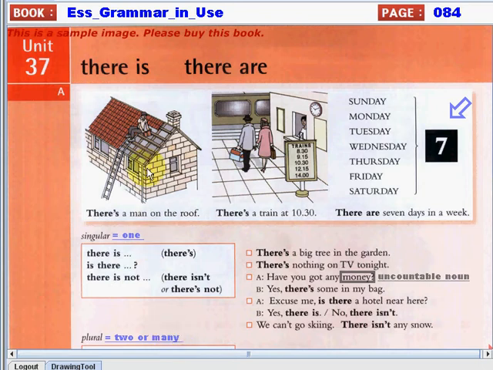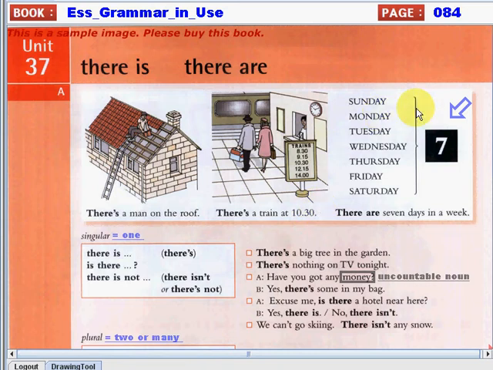Let's look at the first picture here. What can you say about this picture? Yes, there's a man on the roof. We used there is because there is only one man. How about the next picture? What can you say about this picture? Yes, there's a train at 10:30. We used there is because there is only one train at 10:30.